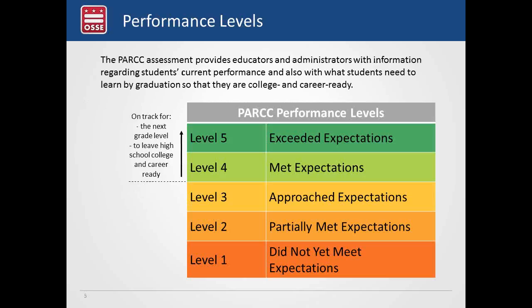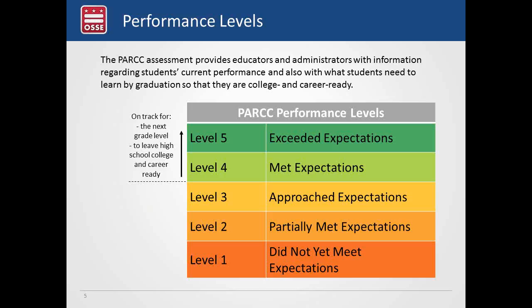The PARCC assessment provides educators and administrators with information regarding students' current performance and also with what students need to learn by graduation so that they are college and career ready. There are 5 performance levels on the PARCC assessment. Level 1 means that the student did not yet meet expectations. If a student receives a level 2, that means that they partially met expectations. If they received a level 3, that means that they approached expectations.